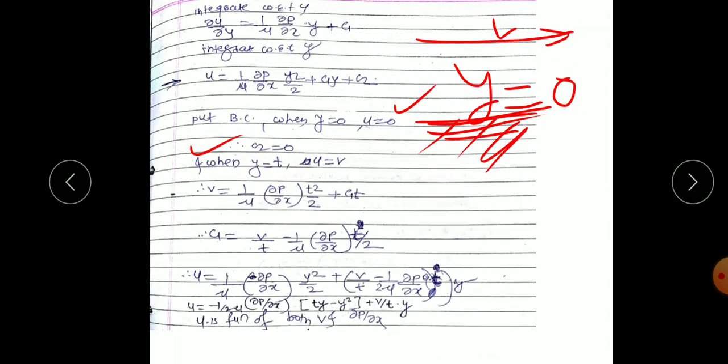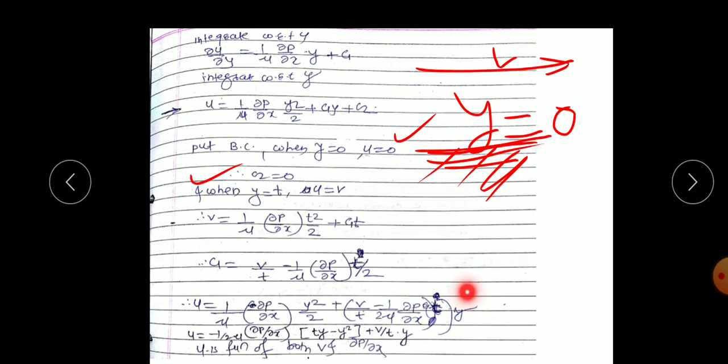Taking this first on the left side will be V minus 1 by mu dp by dx, and divided by t it becomes V by t, and here t square will be cancelled, t by 2. So u equals, putting the c1 value in this equation, finally we get u equals minus 1 by mu dp by dx y square by 2 plus this c1 V by t minus 1 by 2 mu dp by dx t into y.